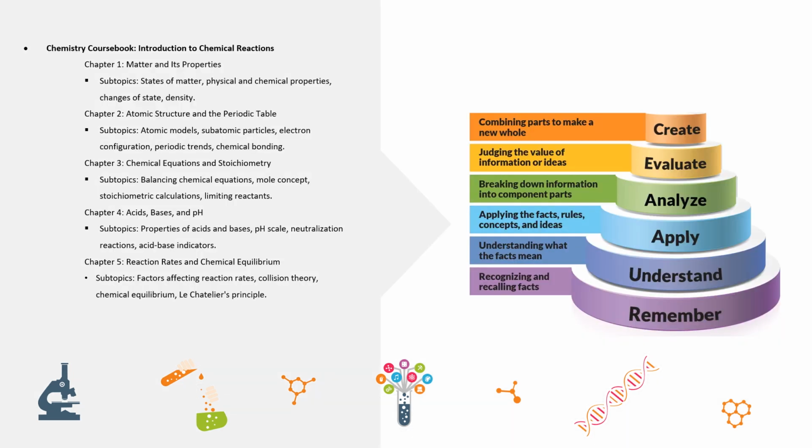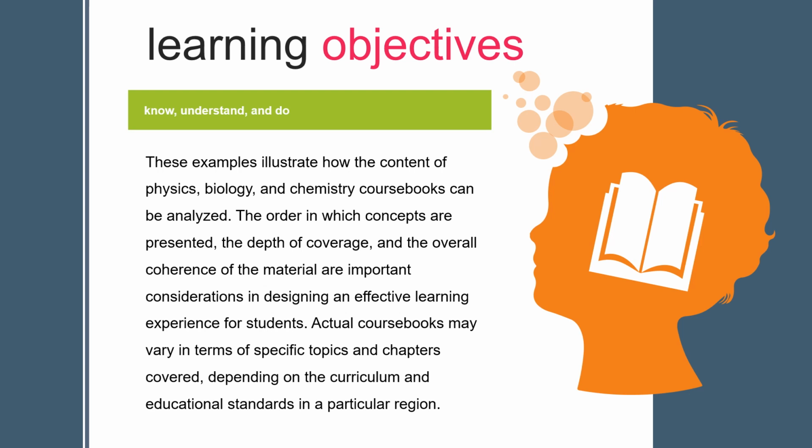Here are examples of topics, chapters, and subtopics from chemistry that could be analyzed in terms of their content, order, depth, and coherence, together with the 6 levels of cognitive domain. These examples illustrate how the content of physics, biology, and chemistry coursebooks can be analyzed. The order in which concepts are presented, the depth of coverage, and the overall coherence of the material are important considerations in designing an effective learning experience for students.